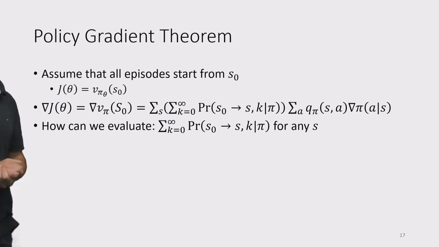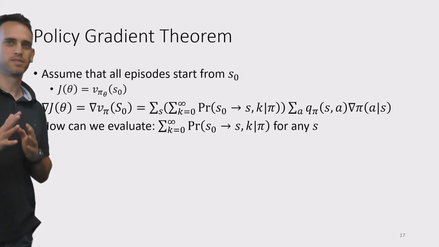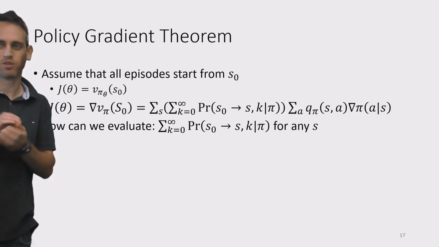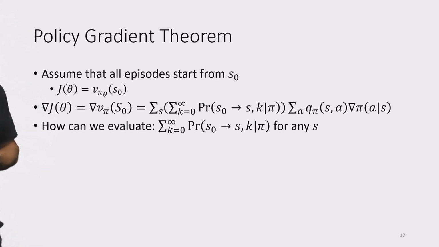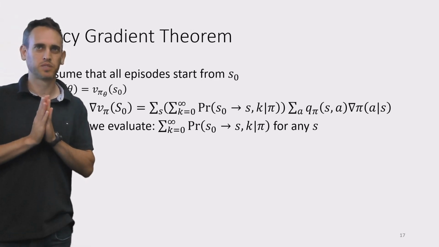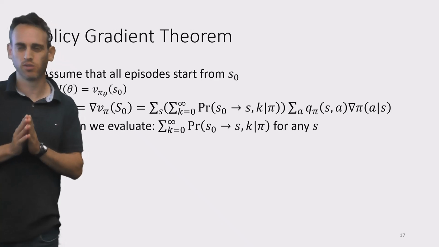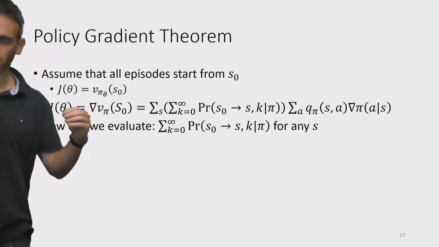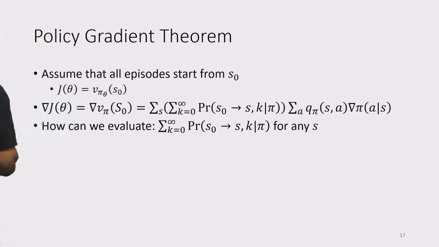Okay, so we still don't have all of these values. We'll still have to break this down a bit further. So we'll just assume that all episodes start from some specific initial state S0. As I said before, we can easily generalize this to a distribution of the initial states, but for now let's just assume a single initial state.